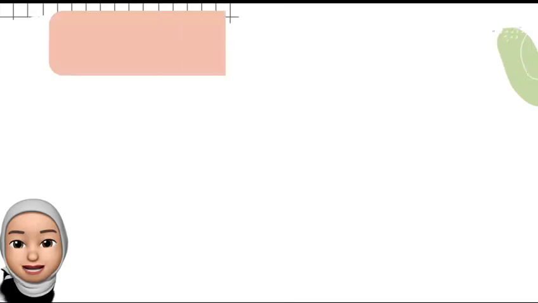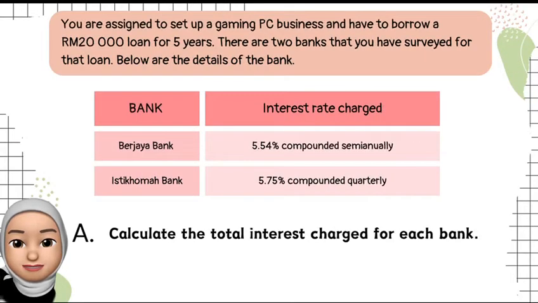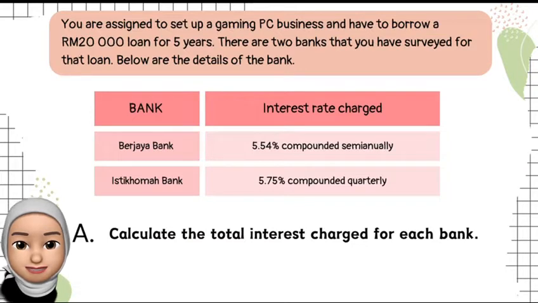Case study 1. You are assigned to set up a gaming PC business and have to borrow a 20,000 loan for 5 years. There are 2 banks that you have surveyed for that loan. Below are the details of the bank. As you can see here, we have 2 banks. The first one is Batrisya Bank, which charges an interest rate of 5.54% compounded semi-annually, and Istiqomah Bank, which charges 5.75% compounded quarterly.